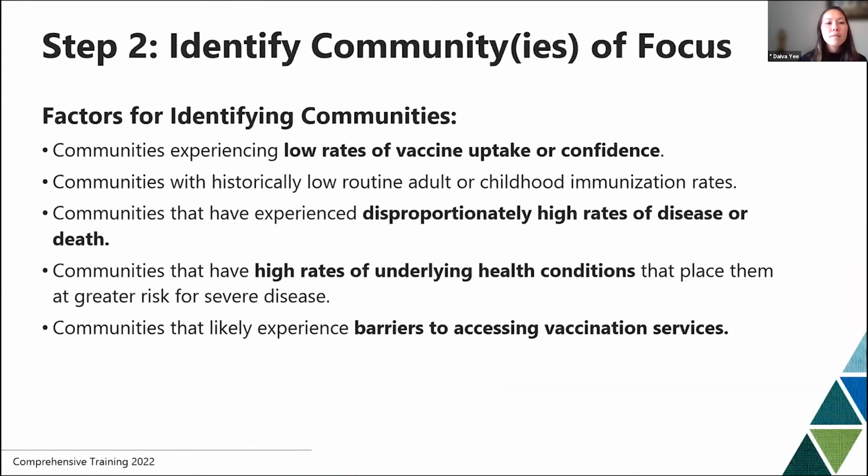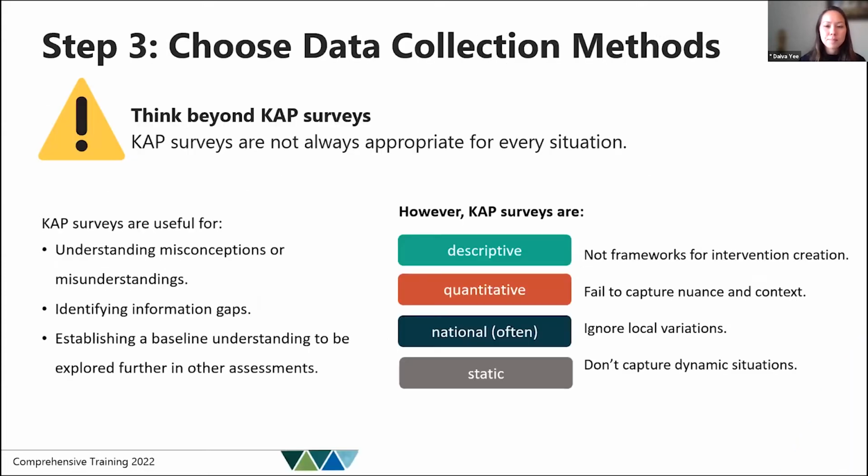Next slide. And then you'll next want to think about your community of focus. It may be one community, it may be multiple communities, but there are many factors that you might think about when you're identifying those communities. Maybe you'll want to think about those who are experiencing low rates of vaccine uptake or confidence. Maybe communities who have historically low routine adult or childhood immunization rates. Maybe communities that have experienced disproportionately high rates of disease or death. Maybe those that have high rates of underlying health conditions that might place them at greater risk for severe disease. Or maybe communities that are likely experiencing barriers to accessing vaccination services, so some of those physical barriers. So really think about what communities in your area you want to focus on for your assessment. Next slide, please.